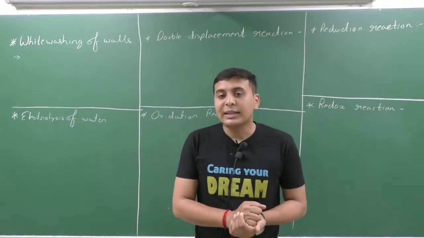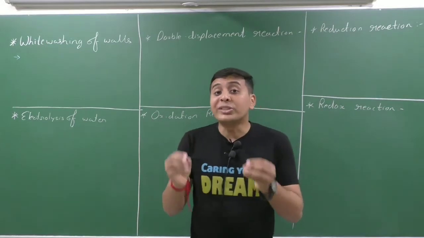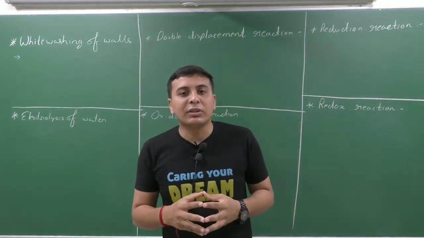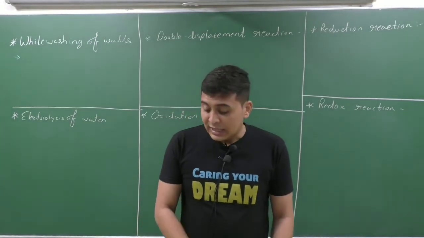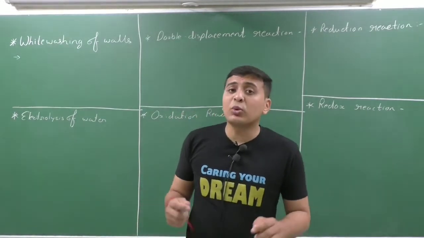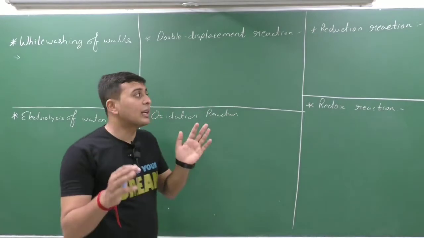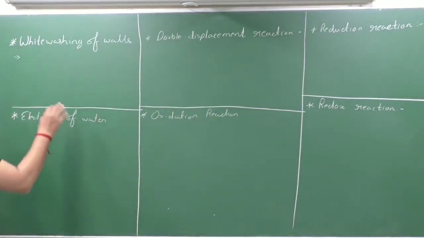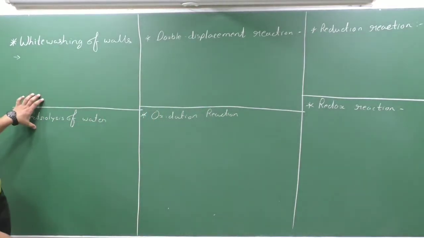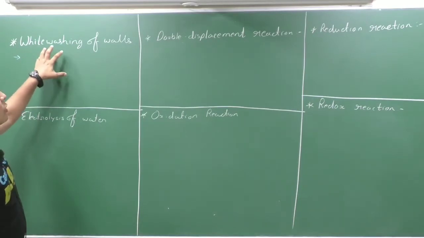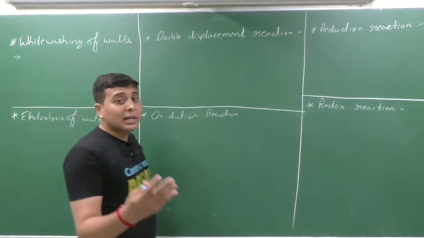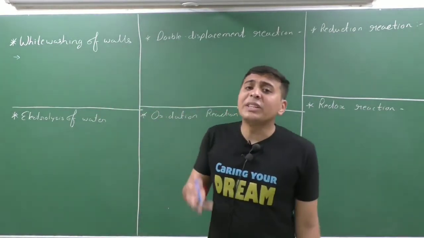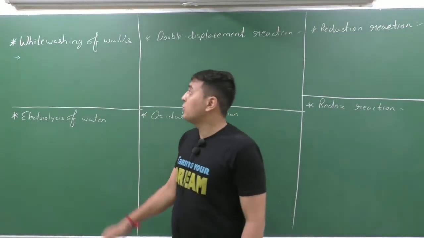But now let us take an example. The most important question from the combination reaction and the most important question from the decomposition reaction. These are the questions which are asked frequently in the board exam as well as your class exams. I think I will ask most frequently these two questions. This is an example of the combination reaction. What is the question? Whitewashing of walls. Which chemical or which compound is used for whitewashing of walls?